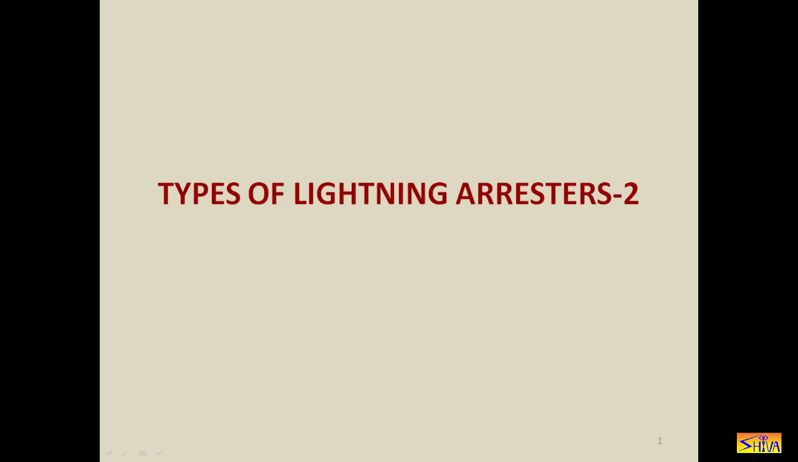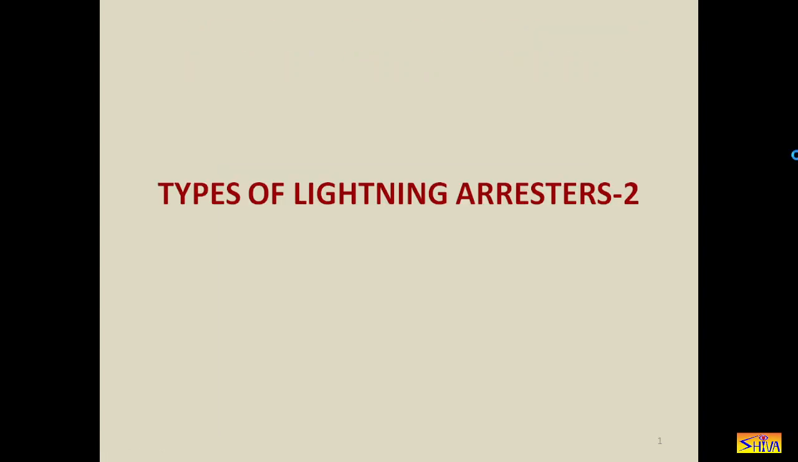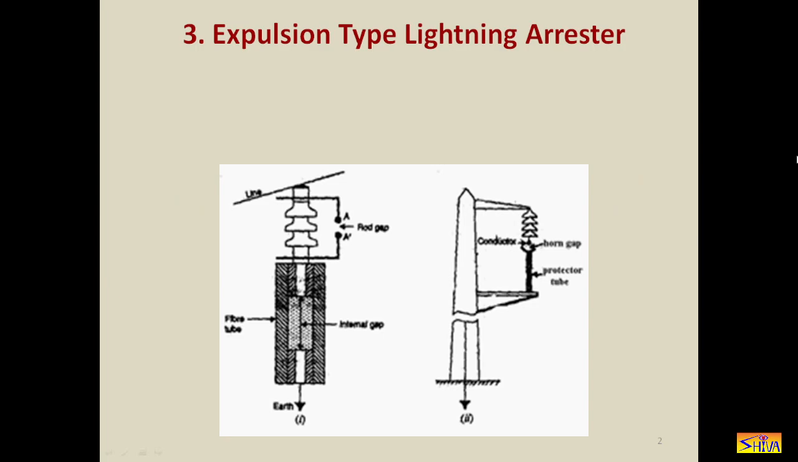In my previous class, I had started with the first category, that is gap type lightning arresters. In this category, I had explained rod gap type lightning arrestor and horn gap type lightning arrestor. In this category, third is expulsion type lightning arrestor. Now let us see the salient features of this expulsion type lightning arresters.